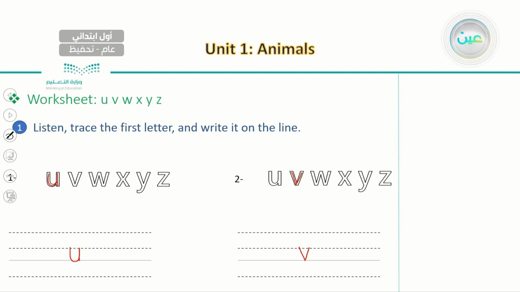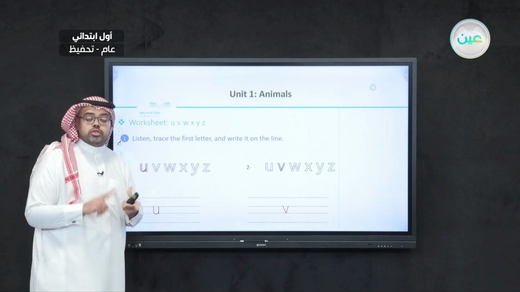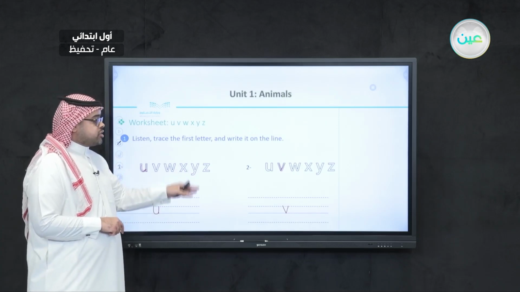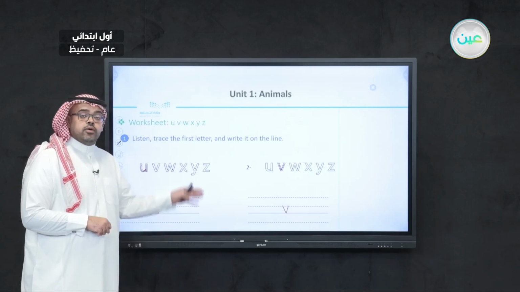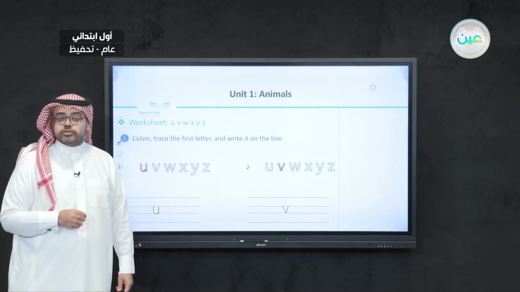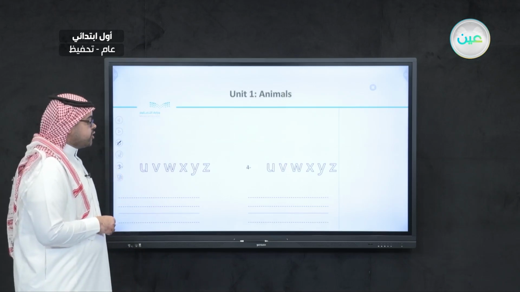So we listened to the first one, which is letter U. We traced it, and we wrote it on the line. The same goes here with number 2. We listened to letter V, we traced it, and we wrote it on the line. Now let's continue the rest of our lesson.